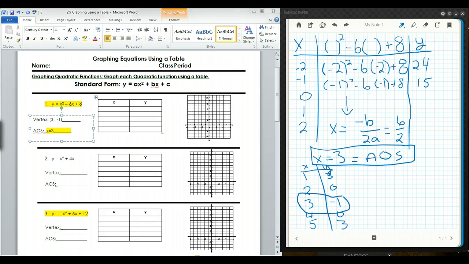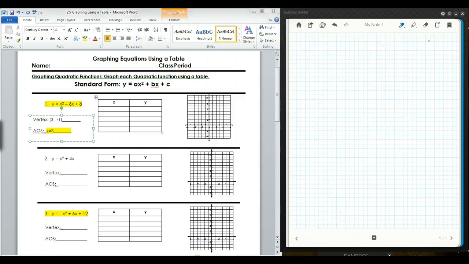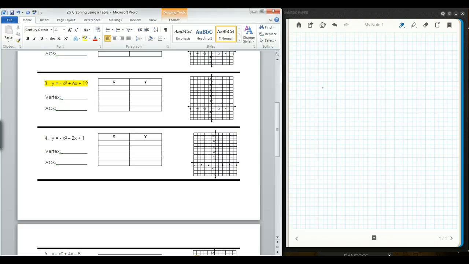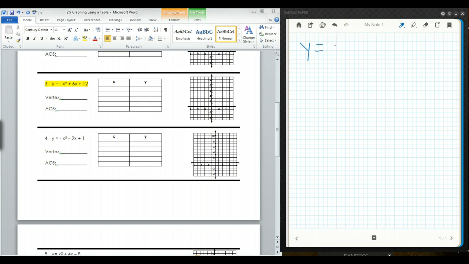Okay, so let's look at number 3, which a couple of you asked about. This one does have big numbers. If you go ahead and put it into your table, you're not rating it incorrectly, just go ahead and change the values of the y-axis.